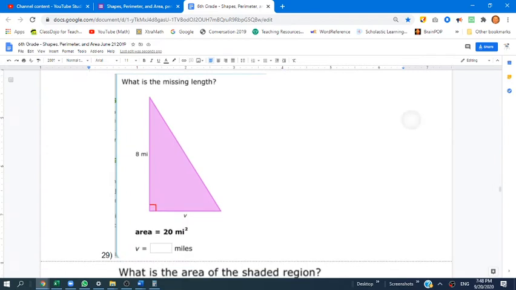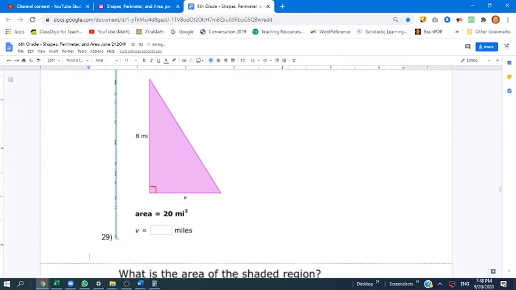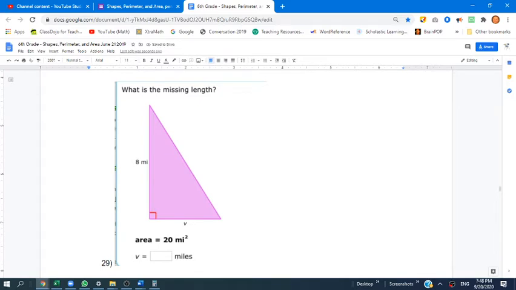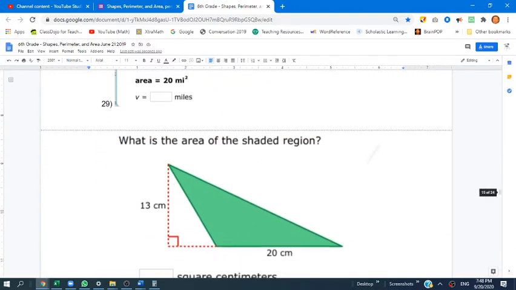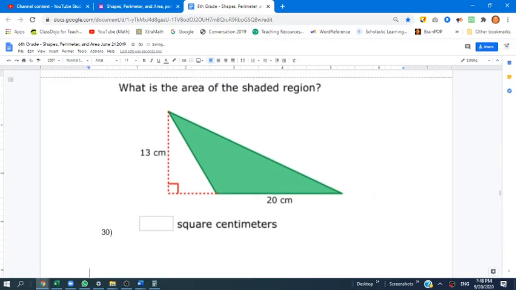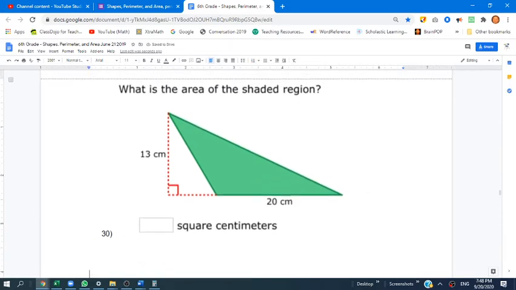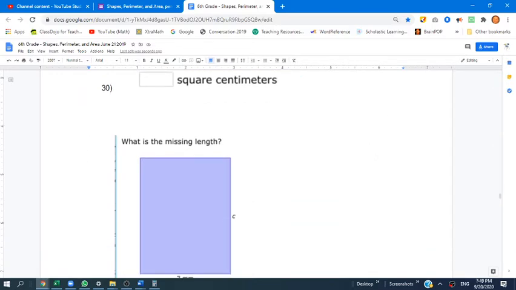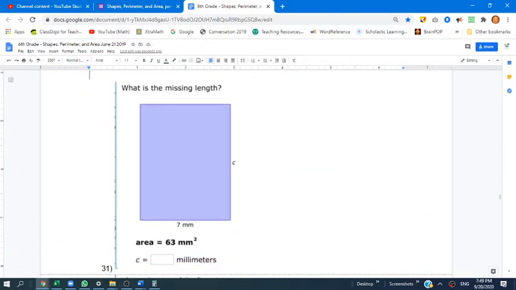Number 29. What is the missing length? So find the missing length of V. If this is 8 and this is a right triangle, what is the measurement of V? Number 30. What is the area of the shaded region? Number 31. What is the missing length?